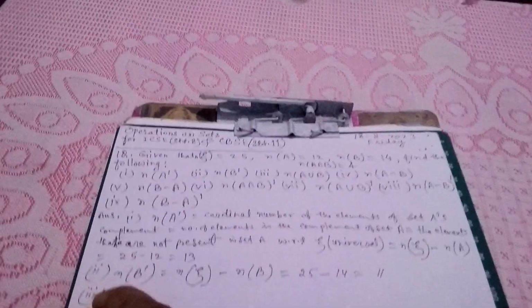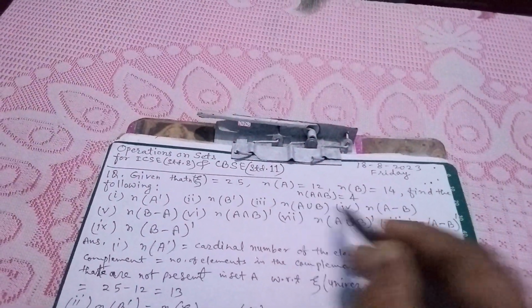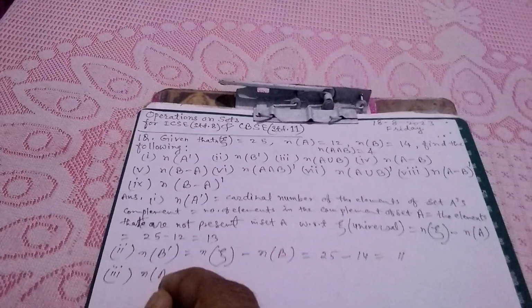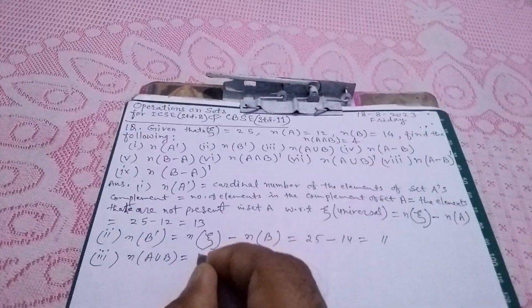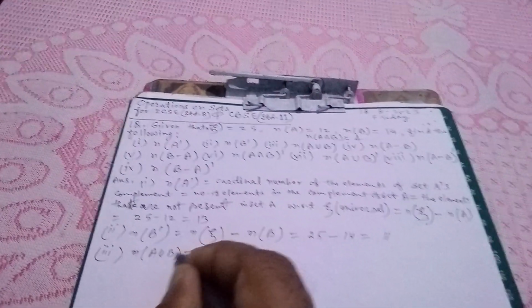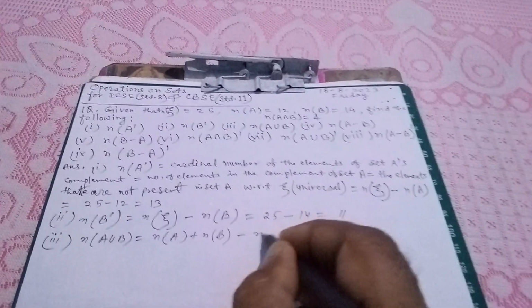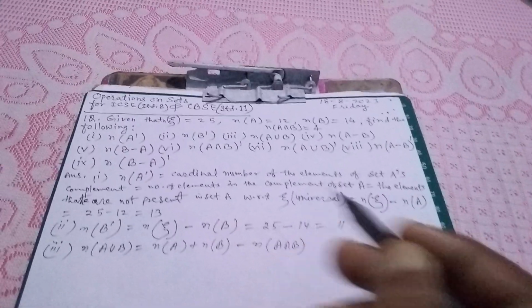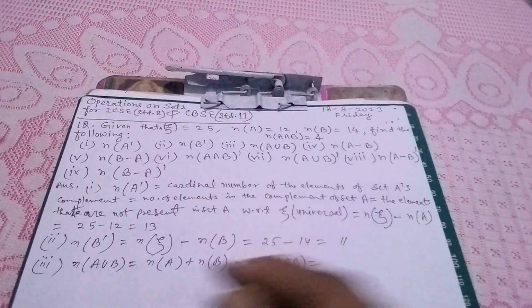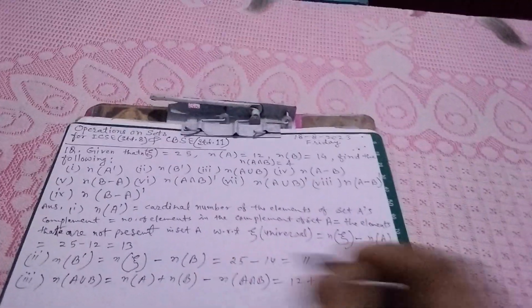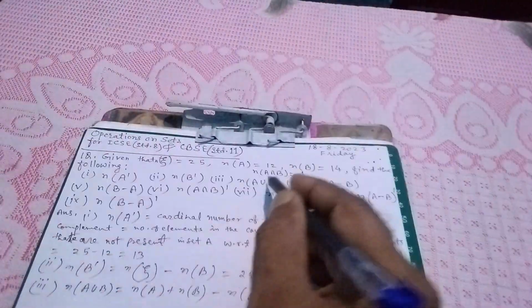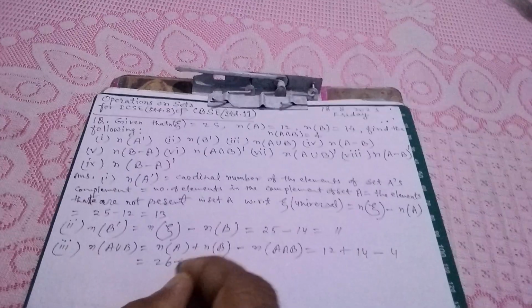Third, we have to find A union B. You know that the cardinal number of A union B equals the cardinal number of A plus the cardinal number of B minus the cardinal number of A intersection B. So let's put the values. The cardinal number of A is 12 plus B is 14, and A intersection B is 4, which equals 26 minus 4, which is 22.